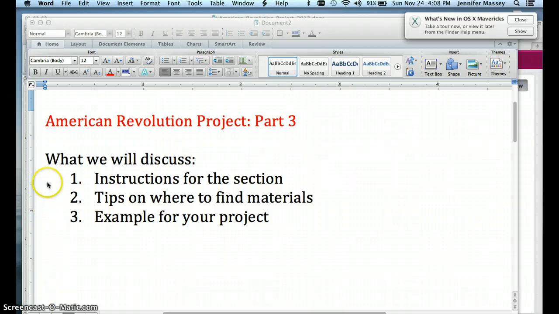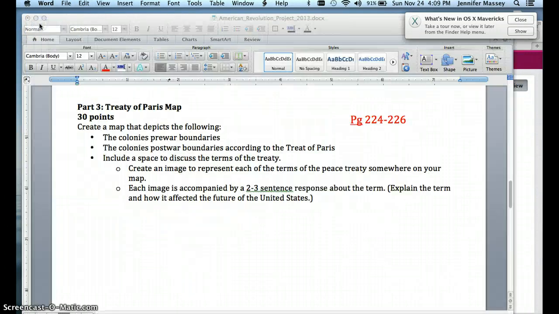I want to talk first about the instructions for the section, then tips on where to find the materials, and then give you an example of what you can do on this section, because after explaining it to a few of your classmates, I kind of realized some things are slightly unclear. So first, let's go over the directions.